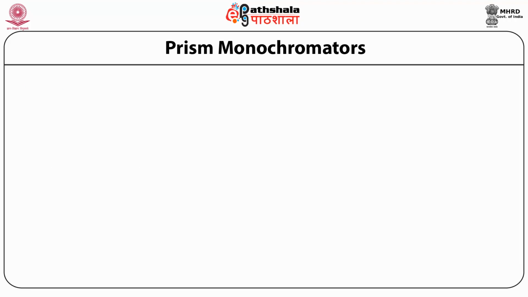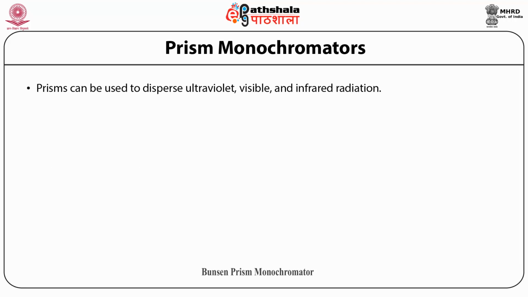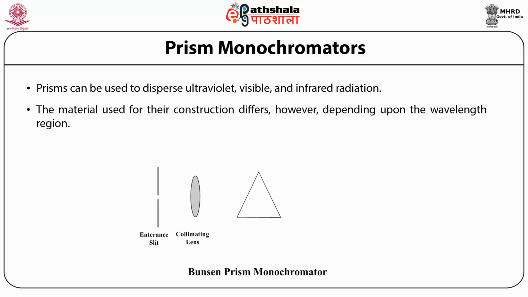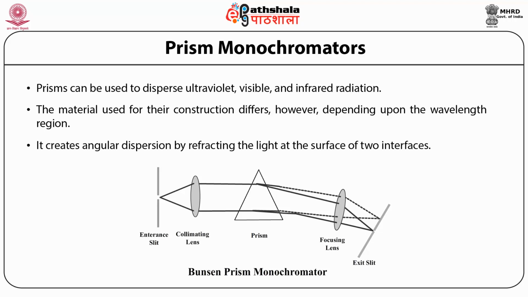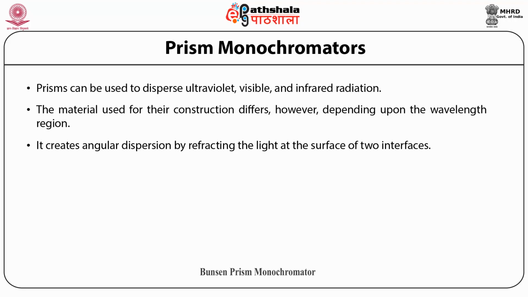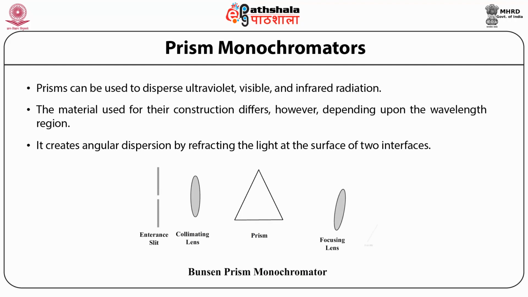Prism monochromators. Prisms have also been used as a monochromator. They are used to disperse ultraviolet, visible, and infrared radiation. The material used for their construction differs, however, depending upon the wavelength region that is in work. It creates angular dispersion by refracting the light at the surface of two interfaces. The parts of the prism monochromator are shown here. It consists of an entrance slit, a collimating lens, a prism, a focusing lens, and an exit slit.